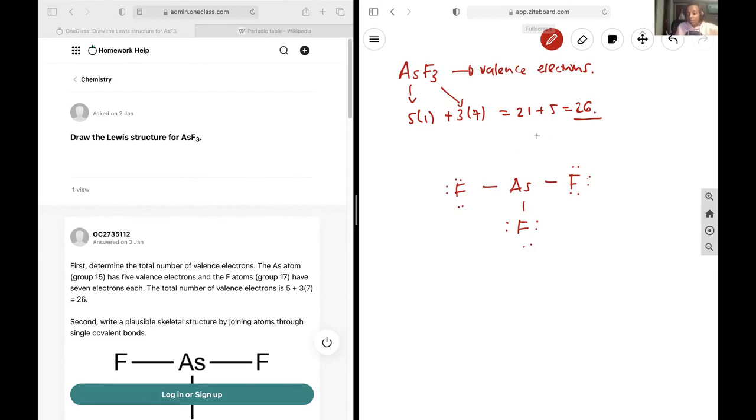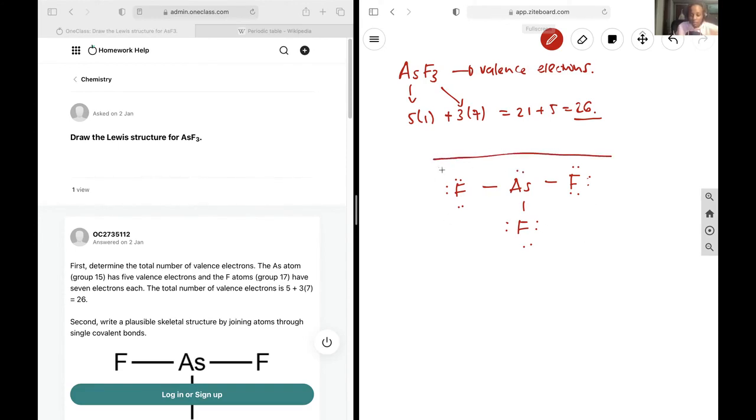Okay, and then let's see if we have any electrons left over. So 2, 4, 6, 8, 10, 12, 14, 16, 18, 20, 22, 24. So we have 2 more left over, and that makes sense. As does not have a filled octet, so the last 2 electrons just go right there.